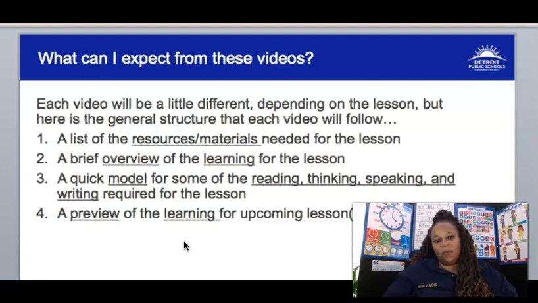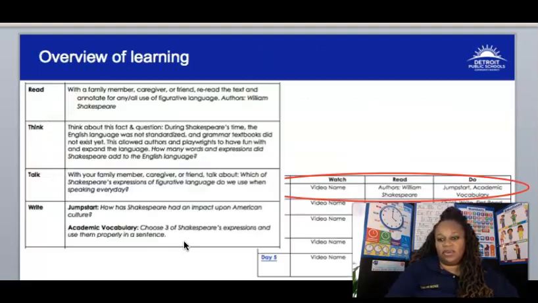Today's video will contain a list of the resources and materials you need for the lesson, a brief overview of the learning for today, some of the reading, thinking, speaking, and listening you will expect from today, and a preview of the learning for upcoming lessons. Let's start with this overview of learning, the reading, thinking, talking, and writing that you can expect from today's lesson.